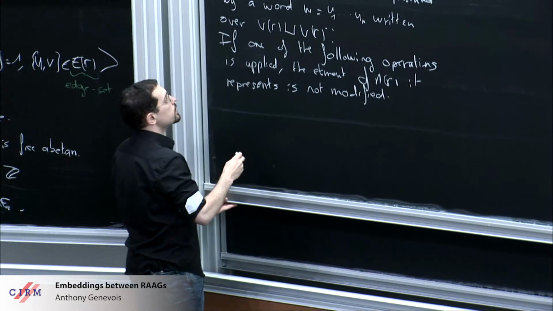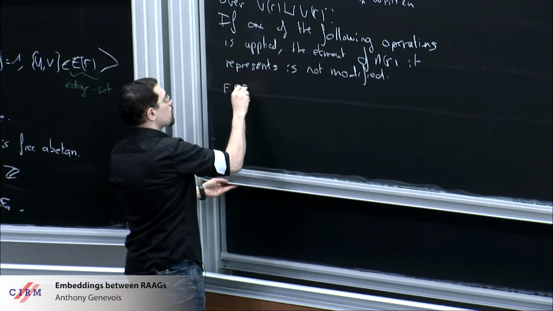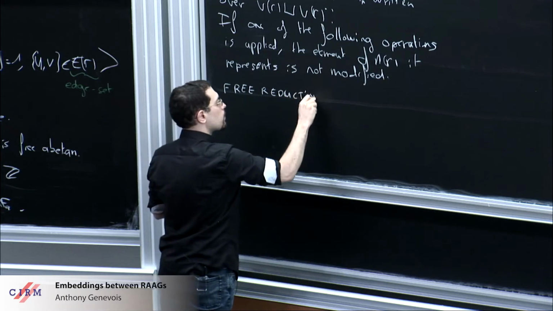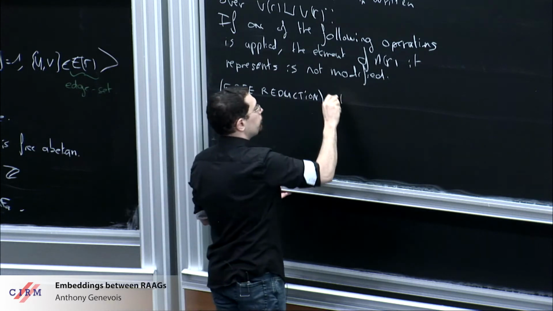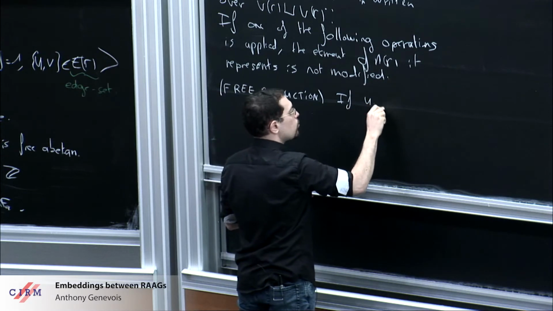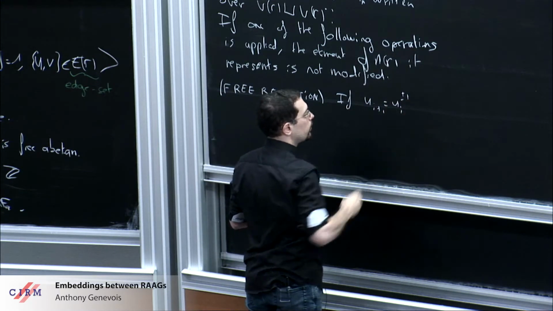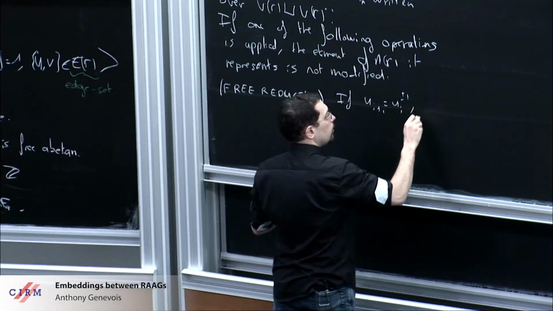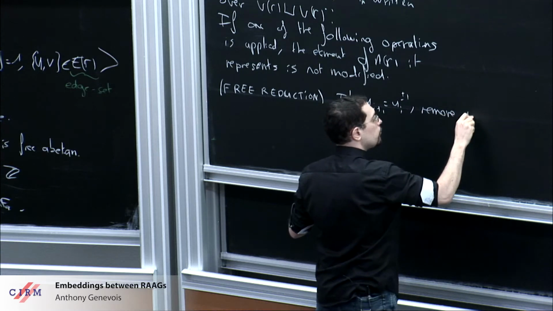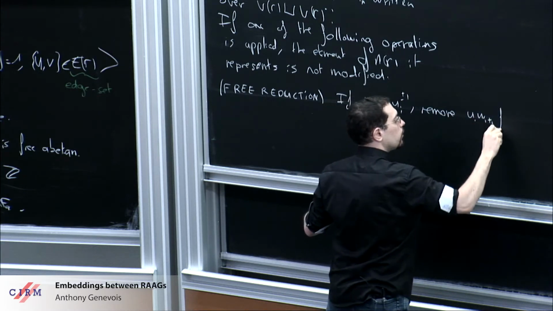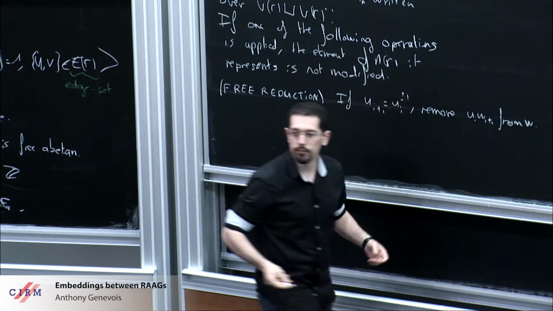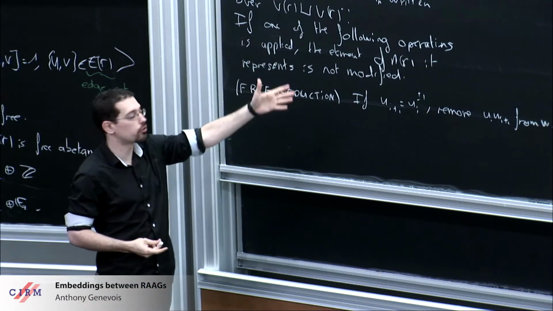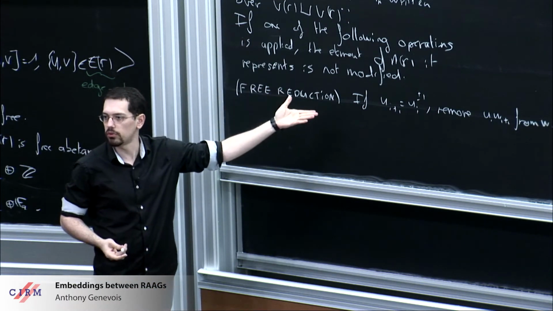So the first one is pre-reduction. If u_{i+1} is u_r plus or minus 1, then I can cancel the two letters, remove u_i and u_{i+1} from w. It's a new word, but it represents the same element, because I just apply some simple operation.